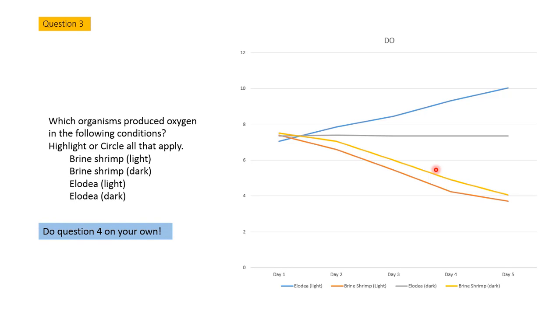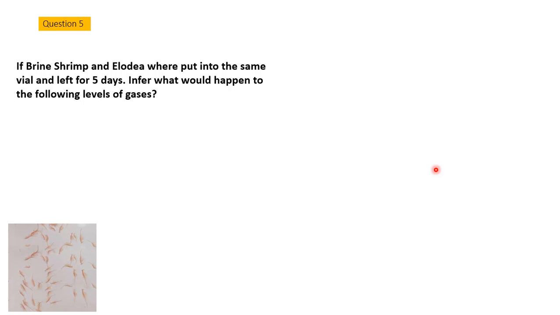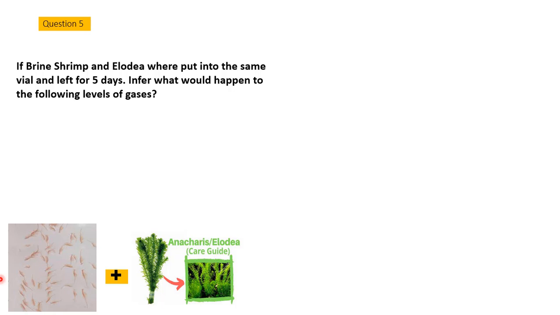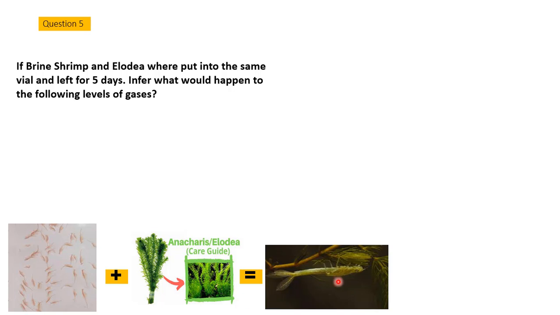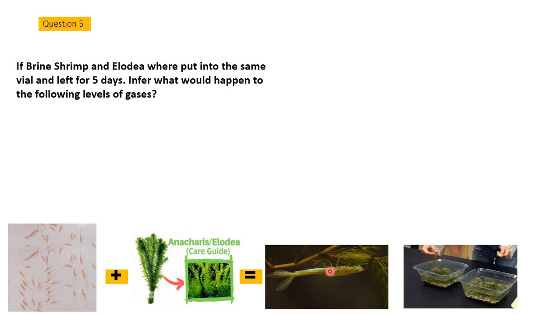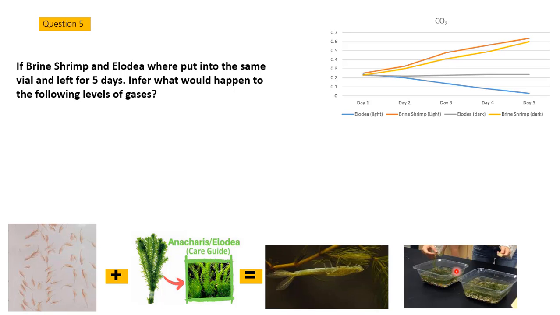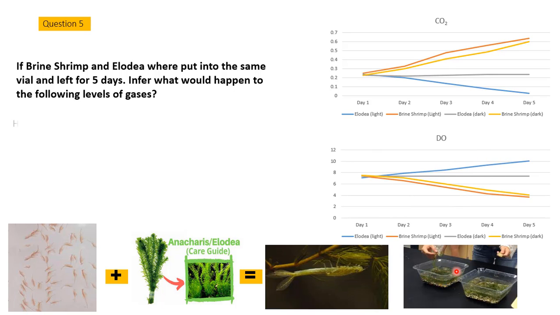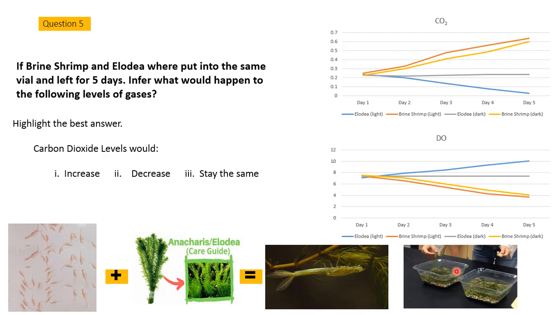So now you can do question 4 on your own. Question number 5. If brine shrimp and Elodea were in the same vial for 5 days, we have our brine shrimp, which is our animal, and we have our Elodea, which is our plant. So we have our animal and our plant together in the same container for 5 days, in light and dark. And we look at their carbon dioxide levels and their dissolved oxygen levels. We're going to infer some information from this.